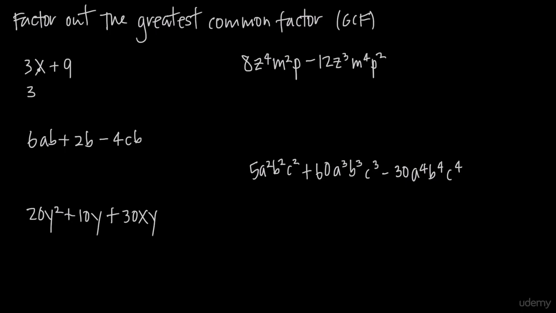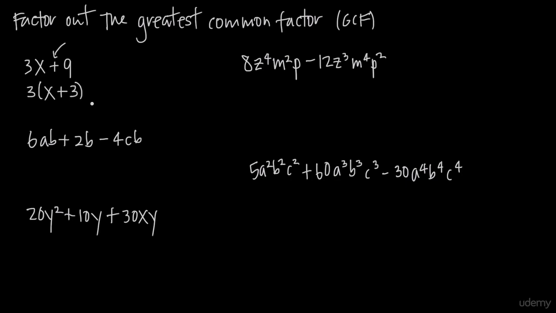Now, once we take out that factor of 3, we have to figure out, what do we multiply by 3 in order to get back to 3x? Well, that would just be x, because when we multiply 3 times x, we get 3x. What do we have to multiply by 3 in order to get back to 9? Well, that would be 3, because 3 times 3 gives us 9. So we're going to go ahead and say plus. We keep the plus here, and then we put 3 because 3 times 3 is 9.